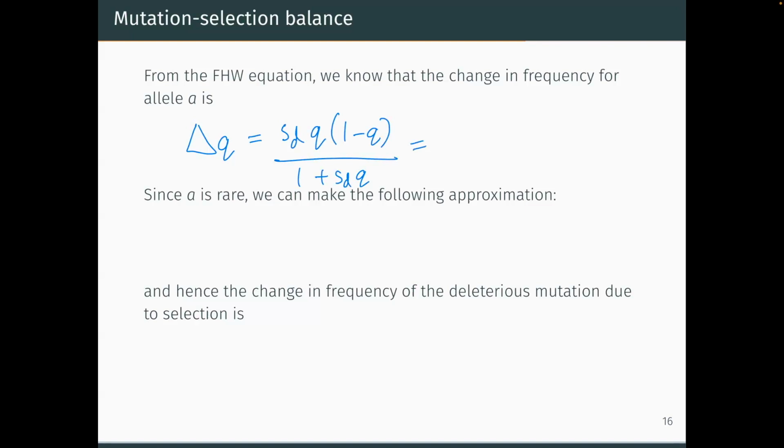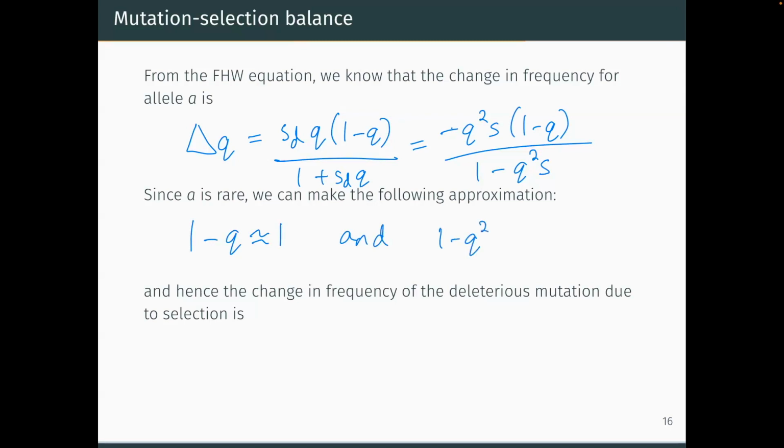We've just worked out our selection coefficient as minus QS. So we're going to have minus Q squared S times (1 minus Q) over (1 minus Q squared S). And since our little a allele, this deleterious mutation, is rare, we can make some approximations. Q is very small, so 1 minus Q is approximately equal to 1. And similarly, 1 minus Q squared S is also going to be approximately equal to 1.